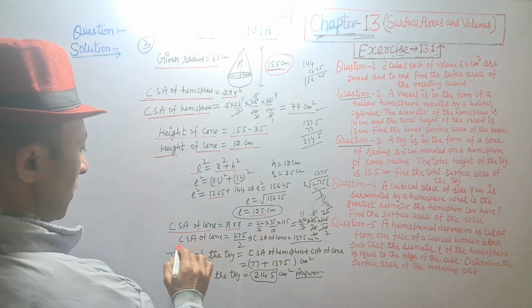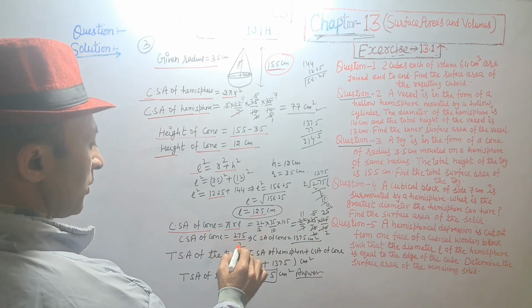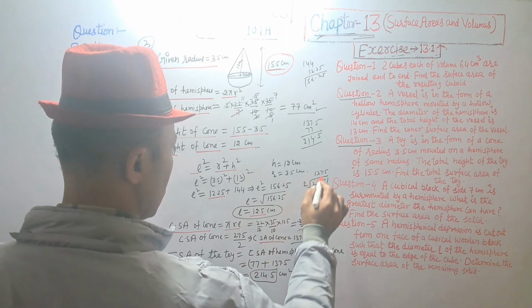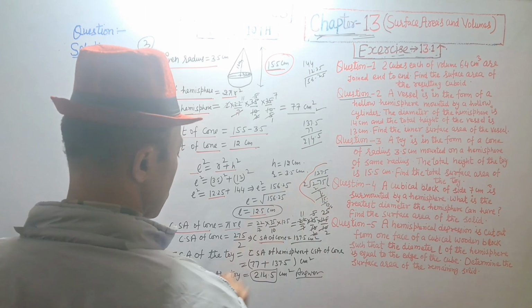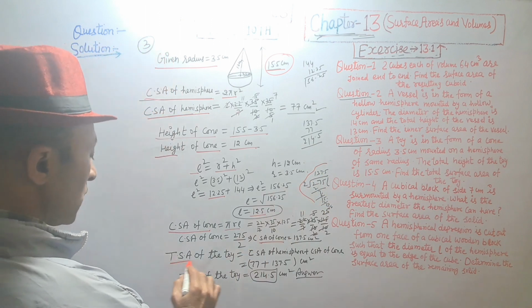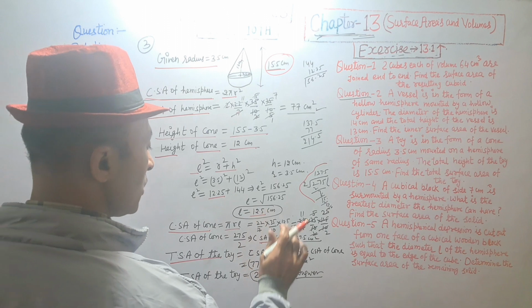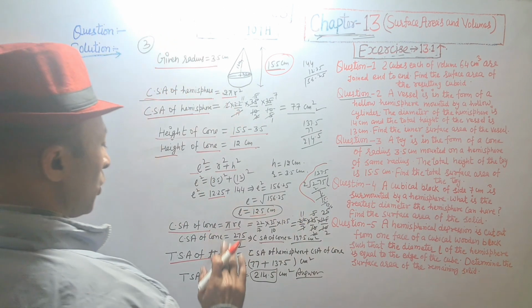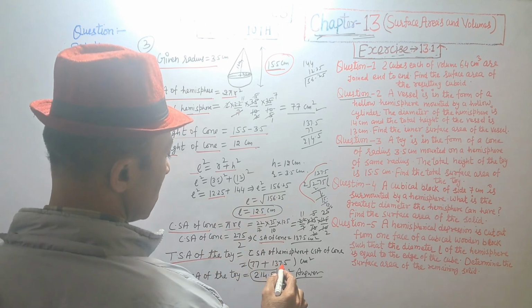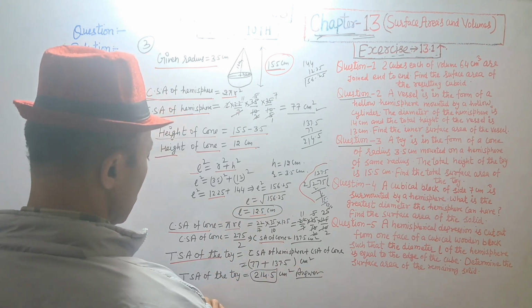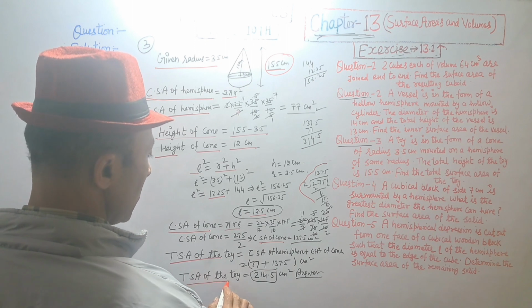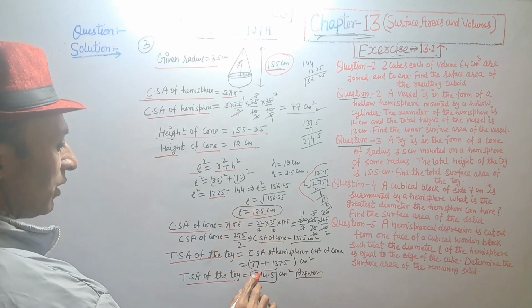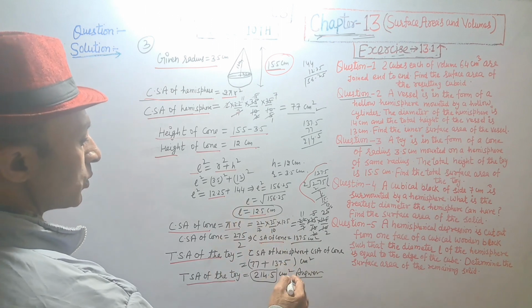We get curved surface area of cone is 275 upon 2. Then curved surface area of cone is 137.5. Total surface area of toy is equal to curved surface area of hemisphere plus curved surface area of cone. 77 plus 137.5 centimeter square. We get total surface area of toy is equal to 214.5 centimeter square. Answer.